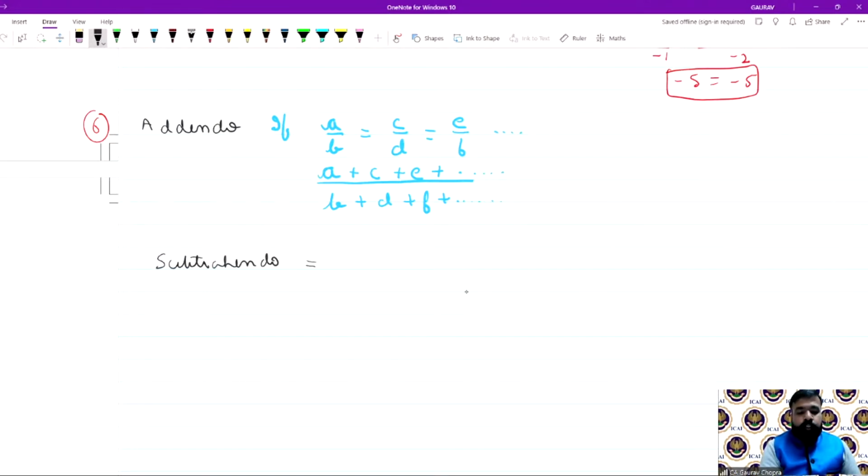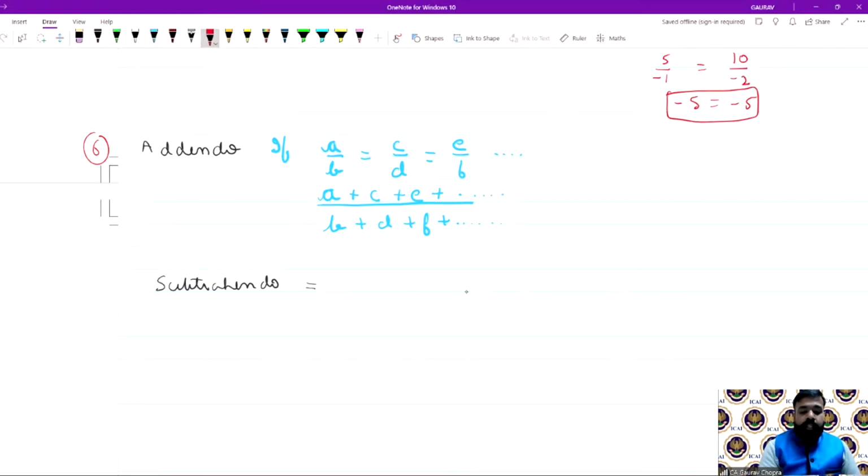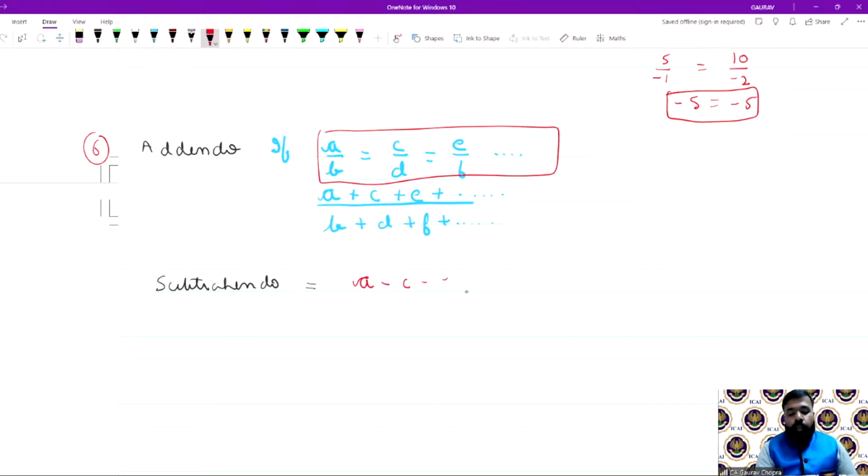Now subtrahendo means what? If we are having again the same thing, A by B equal to C by D equal to E by F and so on, then we have to subtract them. So what we have to do, take A, now subtract each and every one from this A. Similarly, in denominator, take the first term B and now subtract each and every term from here. To subtract in subtrahendo, what basically we are doing, we are taking any of the ratio and subtracting all other values from it. So numerator will subtract from numerator and denominator from the respective denominator. Okay, so it becomes subtrahendo.